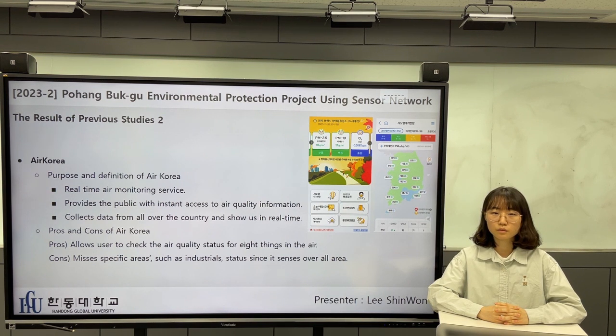However, Air Korea has strengths and weaknesses. On the good side, it allows users to check the air quality status for 8 things in the air, following local rules. But it has limitations. It only considers the air overall and might miss specific areas like industrial zones. Also, it only checks for 8 things, potentially leaving out other harmful substances found in industrial areas.